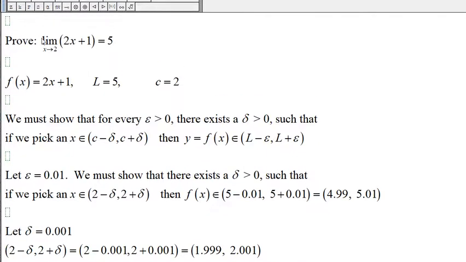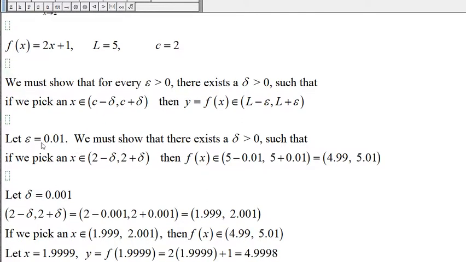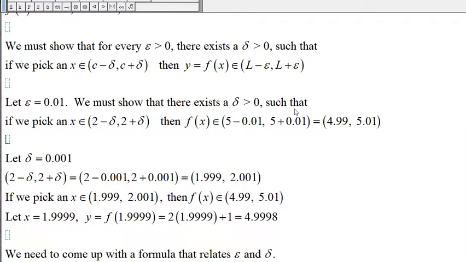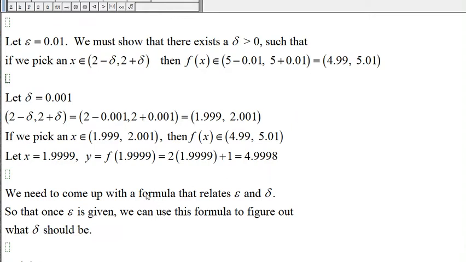But to show this statement right here, we must show that for any epsilon, there exists a delta, such that if we pick an x from this delta interval or delta neighborhood, then the corresponding y value is inside the interval L minus epsilon and L plus epsilon. So this is how we do it. We must try to come up with a formula that relates epsilon and delta, so that once epsilon is given, then we can use that formula to formulate delta.